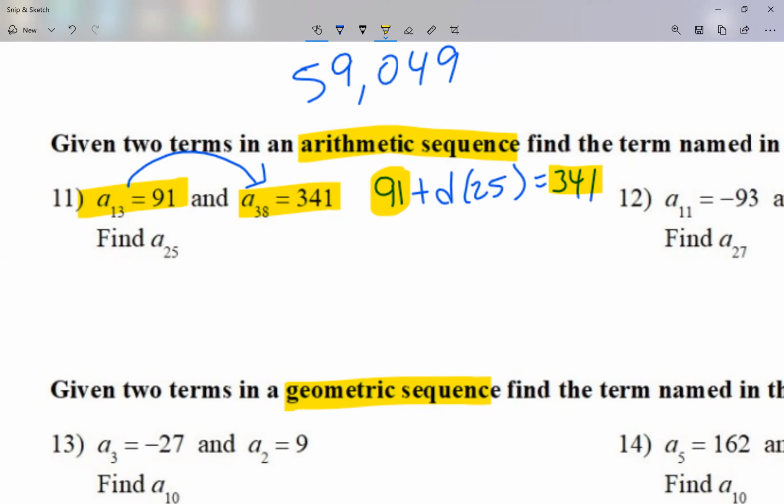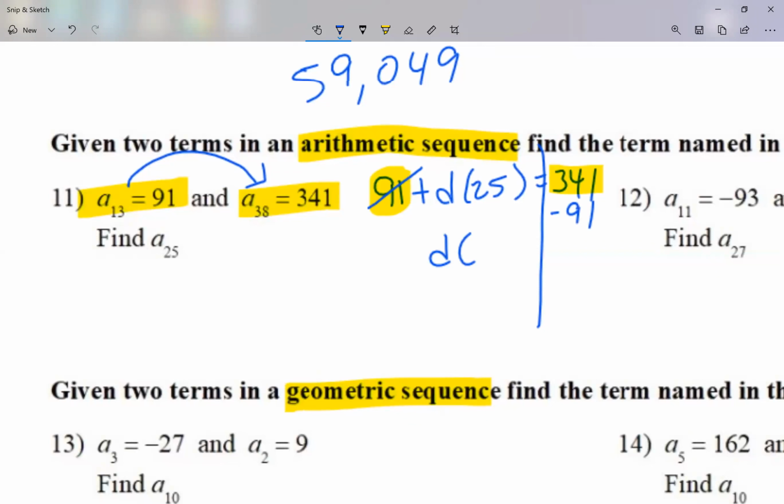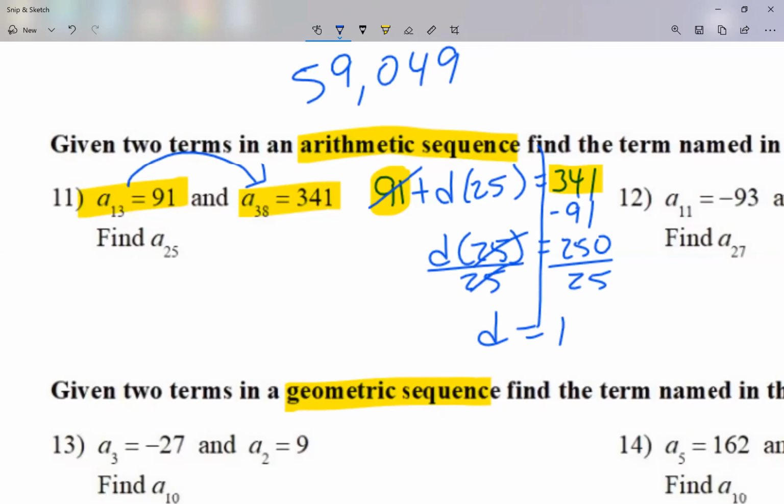Let me solve for D. Okay, let me solve for my difference first. Remember, algebra 1, I have to isolate the variable. So this plus 91, let me subtract it as a minus 91. So I have D times 25 is equal to 341 minus 91. 341 minus 91 is 250. Okay, now let me divide both sides by 25. So I get that D is equal to 10.